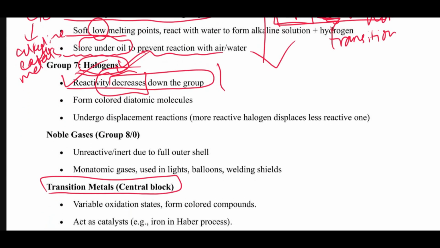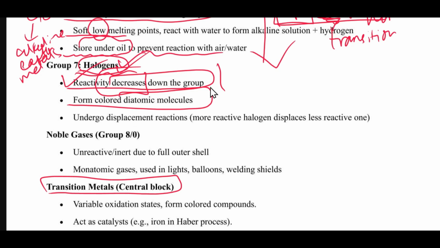Let's see the halogens. Halogens always have reactivity decreasing down the group. I already explained the reason. The second important thing is that halogens are always present in diatomic molecule form. They are never present as monoatomic in nature. They will always be present as a diatomic molecule, and those diatomic molecules are always colorful. All the halogens make colorful molecules.